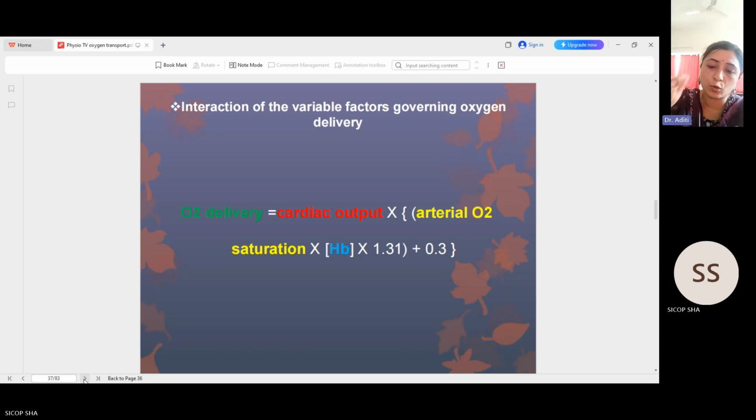It will have a slow decrease in the oxygen levels, and that is called as EPOC. So, interaction of variable factors governing oxygen delivery. Cardiac output has a role in it, and that is multiplied by arterial oxygen saturation into hemoglobin into 1.31 plus 0.3. So that is the equation that gives oxygen delivery. Next slide.